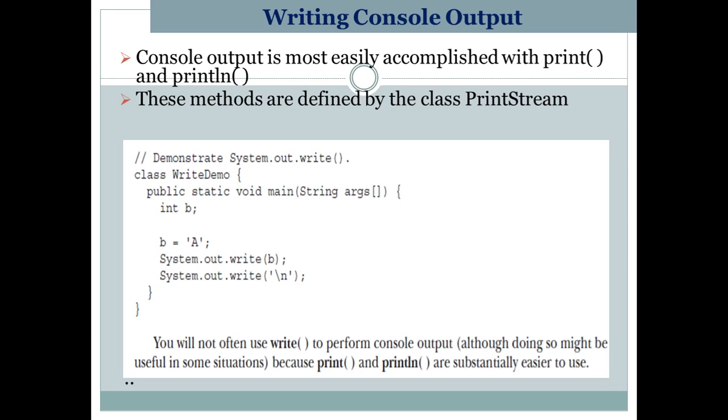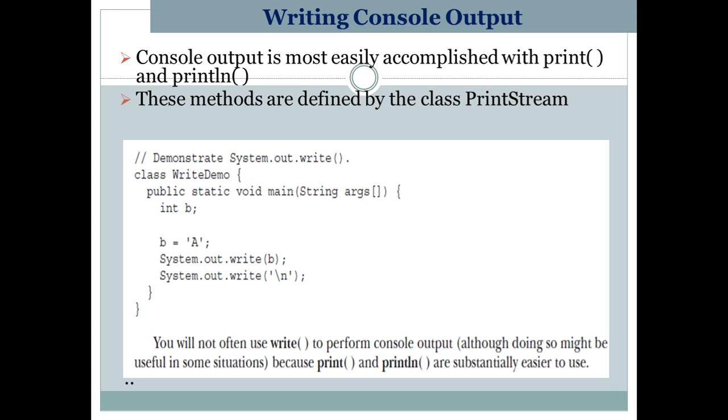There are many members for writing console output. There are many methods like public void print, with a character or boolean, public void print character. Then we can give an integer as input also, long also. Then println is there.